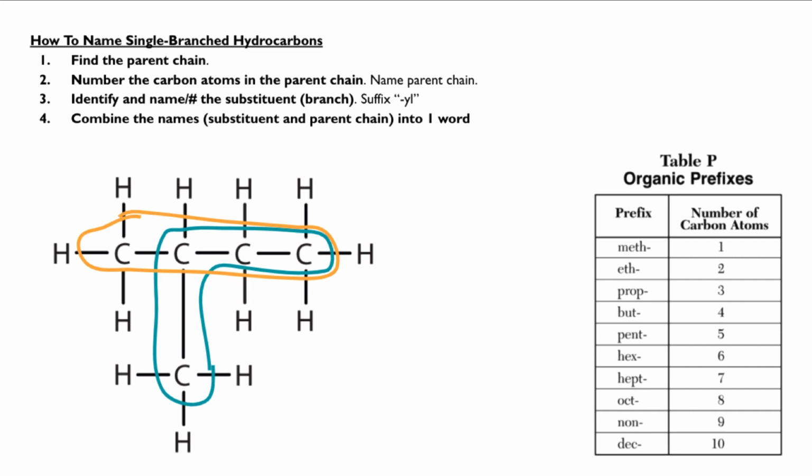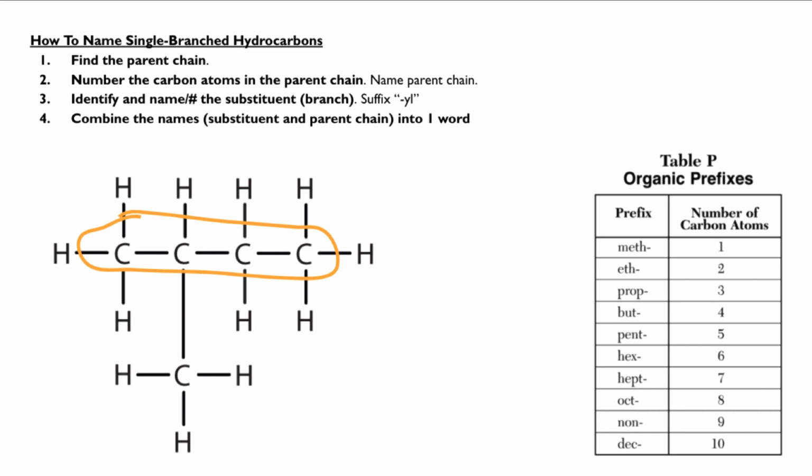Now, it just so happens that in this scenario, both ways that I count the parent chain, I end up with 4 carbons in the parent chain. When you are in a situation where no matter how you are counting, the longest consecutive row of carbons is the same number, you can just choose either. So I'm going to choose 4 carbons as my parent chain, and I'll choose to use the 4 carbons going across.